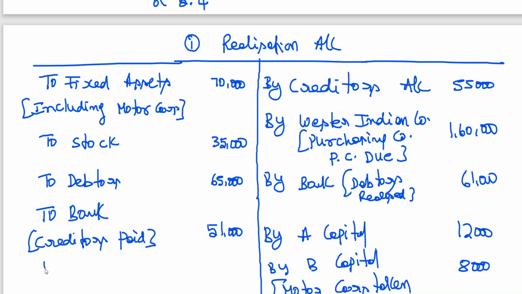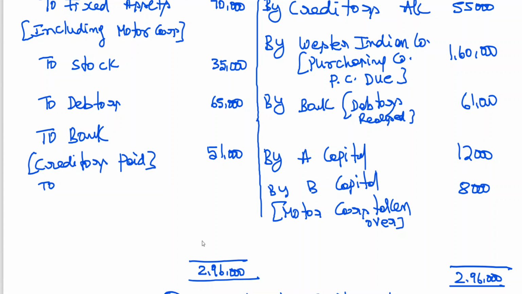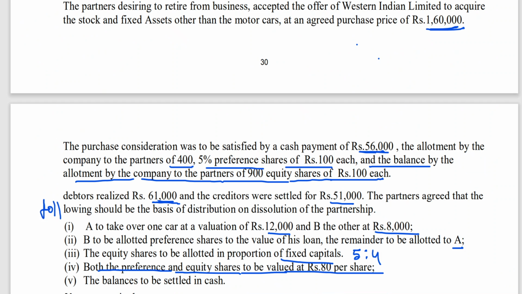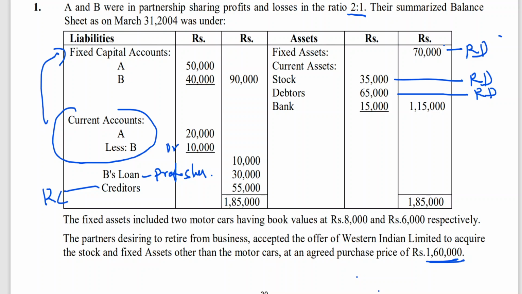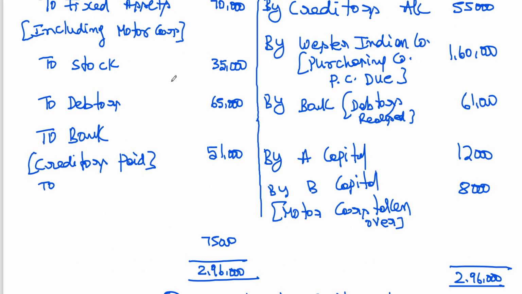The 75,000 profit will be transferred to A's capital and B's capital in the ratio of, what is the ratio given? 2:1. Right? In the ratio of 2:1. So 75,000 into 2 by 3 will be given to A.